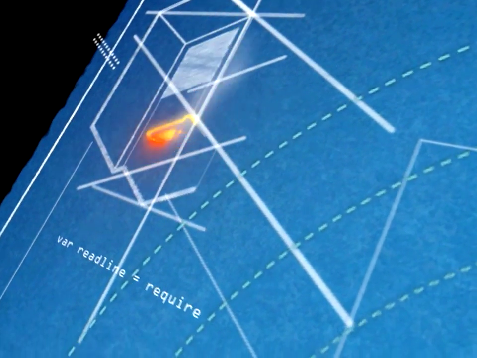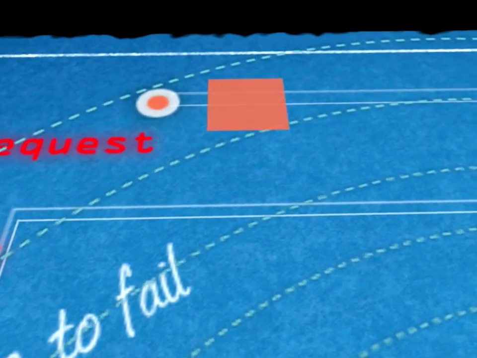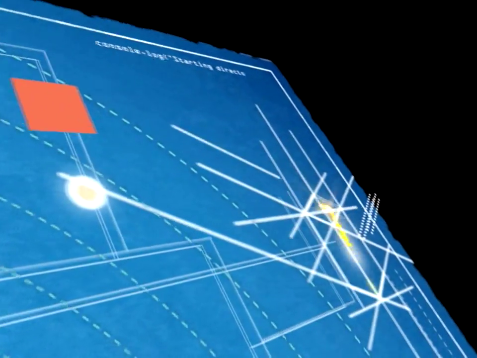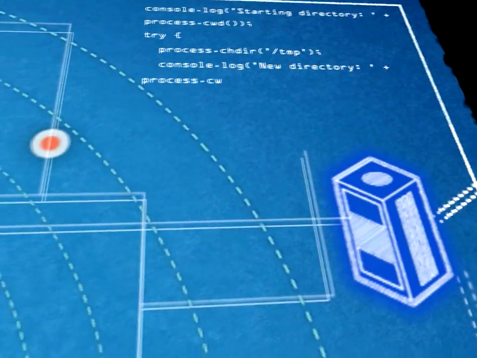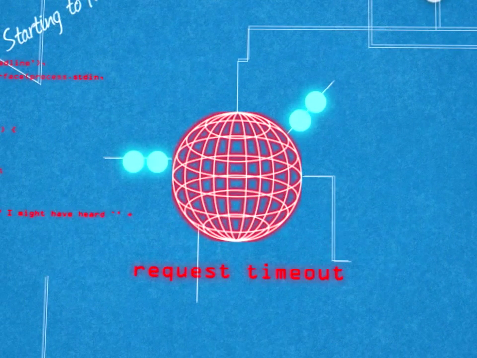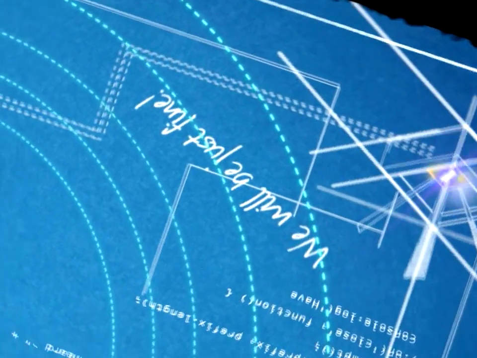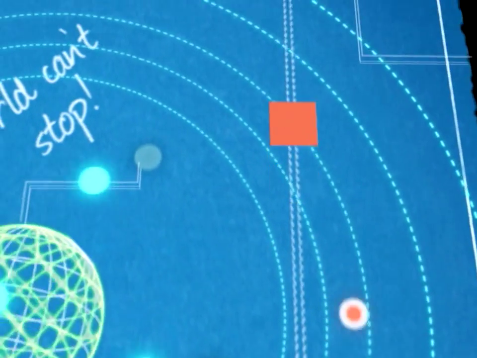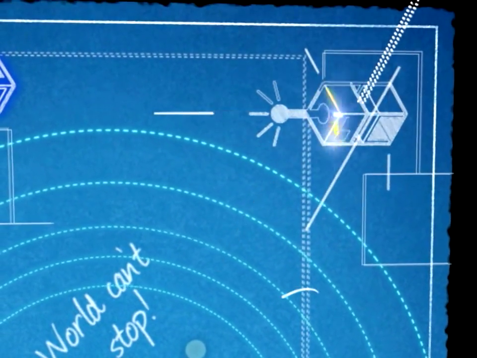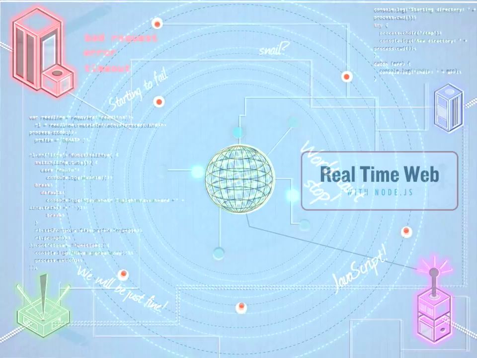Your online application's starting to fail. It's crawling on the network just as fast as a snail. We need evented programming starting from the top. Better write some code so the world doesn't stop. With the non-blocking model, we will be just fine. Built on Google Chrome's V8 runtime. And all you need to do is write some JavaScript code and use the real-time web with Node.